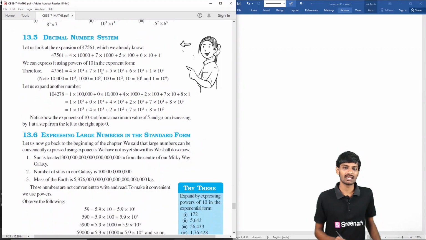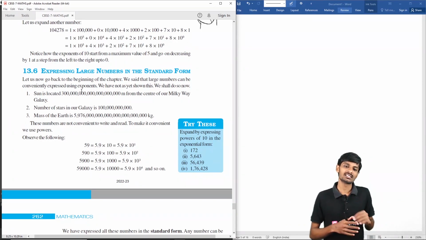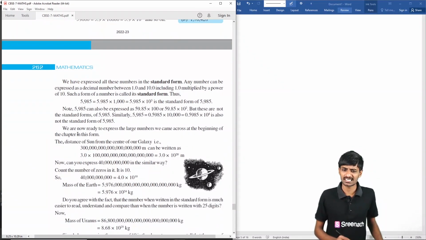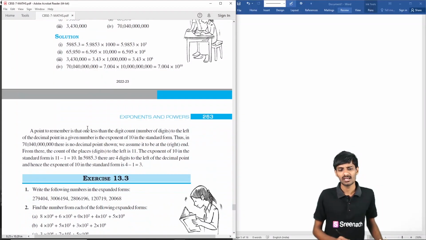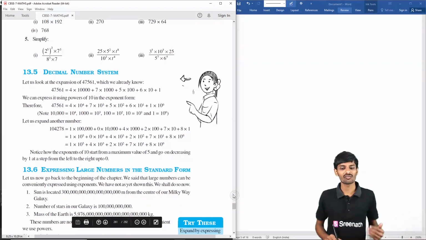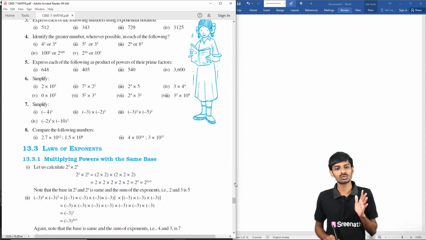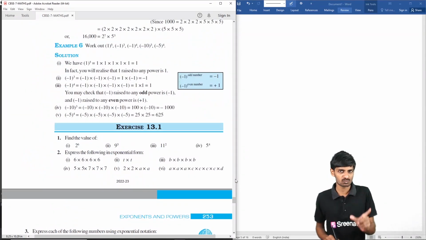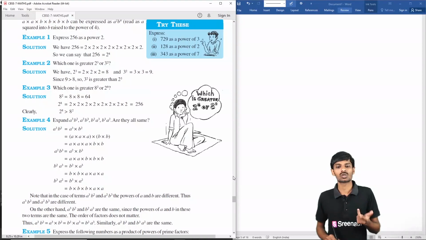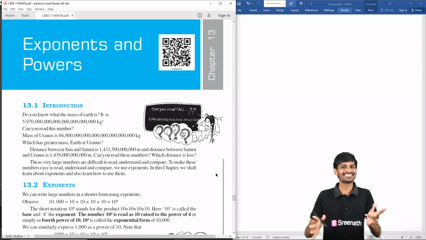In the beginning of the chapter, we will see the decimal number system and expressing large numbers in standard form, what is meant by standard form, and some examples on it. So that is the overview of the chapter which we are going to learn now, students. It is mainly useful to express large numbers in the smallest form, and to compare them, add them, subtract them, and do anything with them.